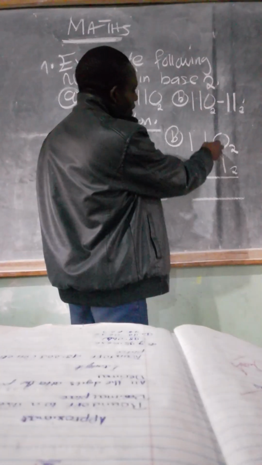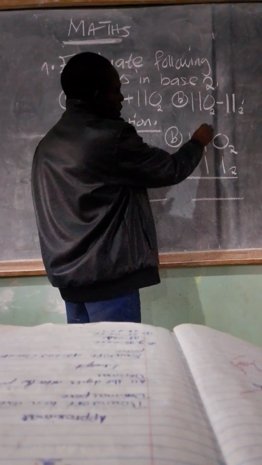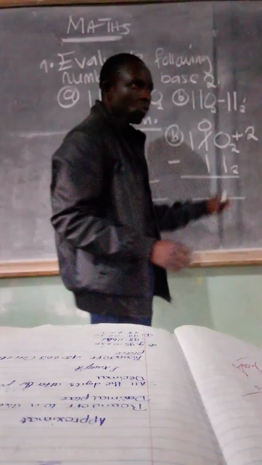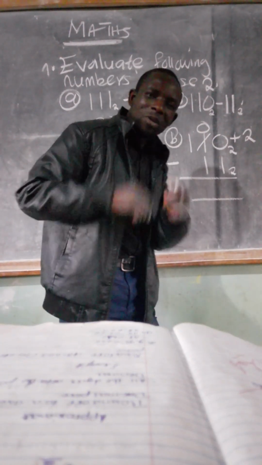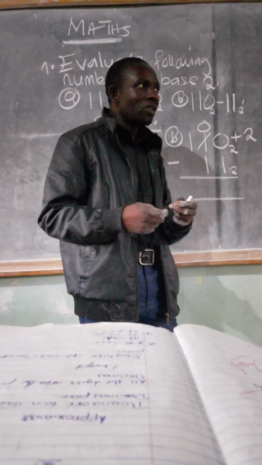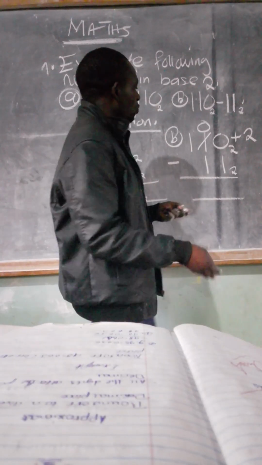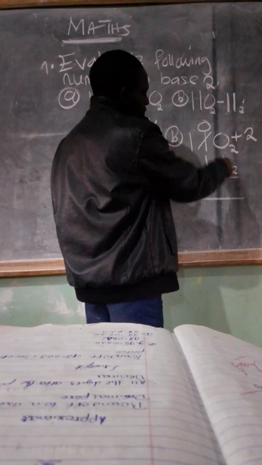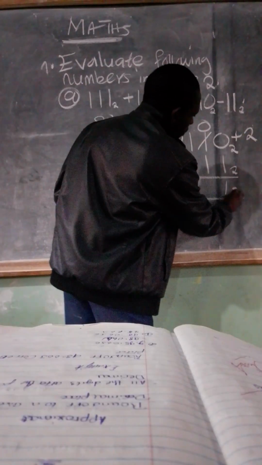So we borrow a base from this one, and we need a 0 there. You say plus 2, because we're in base 2. So you always borrow a 2. If you're in base 5, you borrow a 5. If you're in base 8, you borrow 8. If you're in base 10, you borrow 10, just like that. So now 0 plus 2 is 2. 2 minus 1, you get a 1 in base 2.